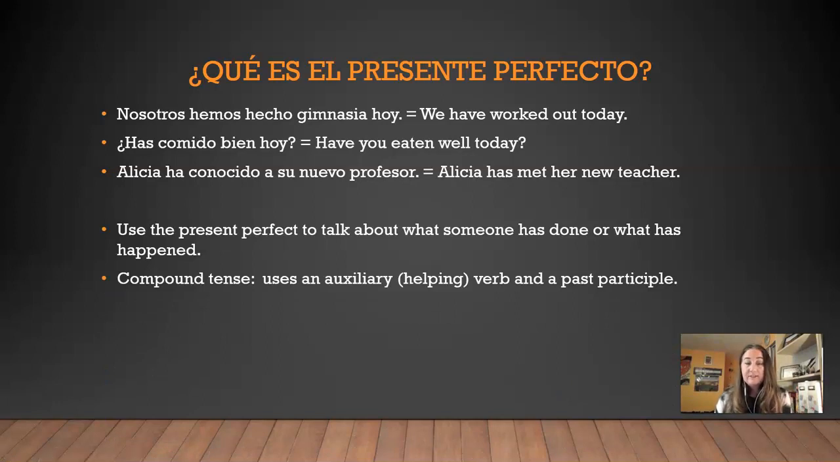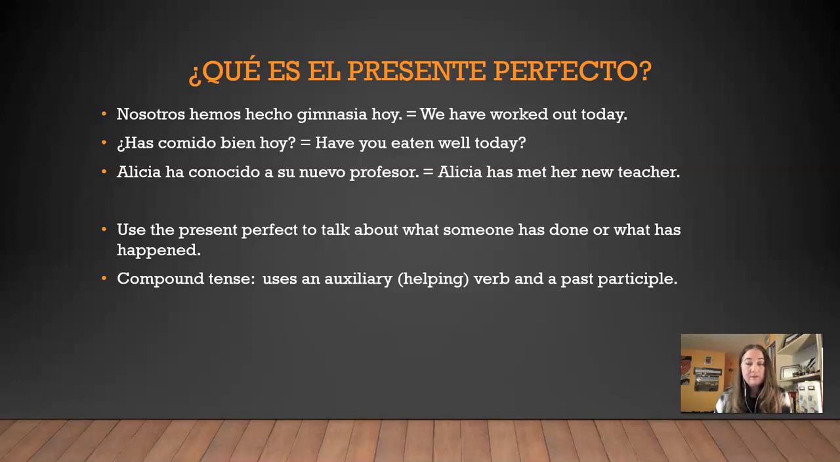It's a compound tense. What do I mean by that? That means it has 2 parts, not just one. It uses an auxiliary or helping verb. In the examples above, those are hemos, has, and ha. They're forms of a verb called haber, and a past participle. In the examples above, hecho, comido, conocido. It has two parts.